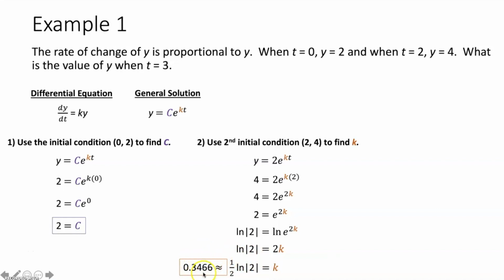So because I have found my k value and my c value, I can take both of those, plug them into my general solution, and I now have the particular solution to my differential equation with these initial conditions. So I can use that particular solution in order to solve for y when t is equal to 3.